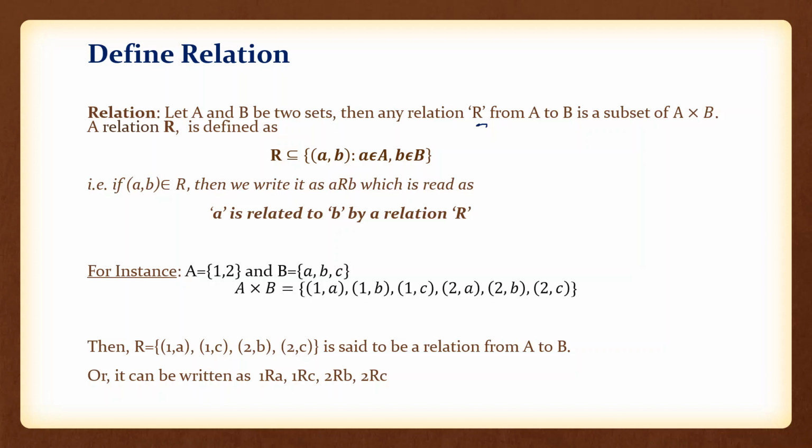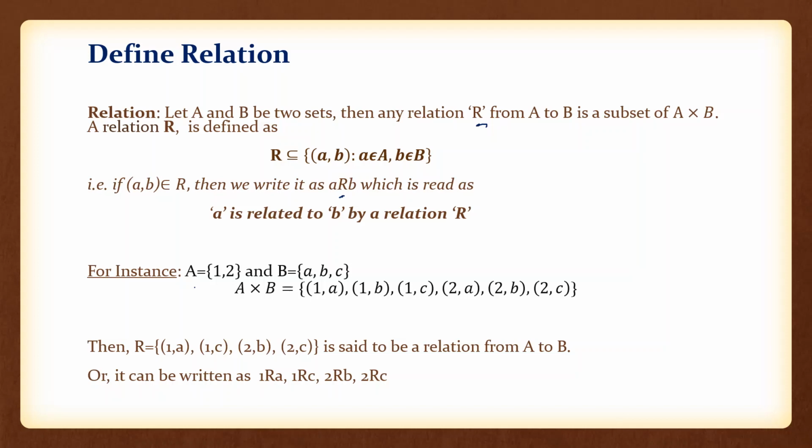Or R is a subset of the pairs (a, b) such that a belongs to A and b belongs to B. So if the ordered pair (a, b) belongs to a relation, then we write it as a R b, or we say a is related to b by the relation R. R is the relation here. So let us take an example so that we can understand it in a more proper way. Let A equal {1, 2} and B equal {a, b, c}. Then we have to see whether this R is a relation from A to B or not.